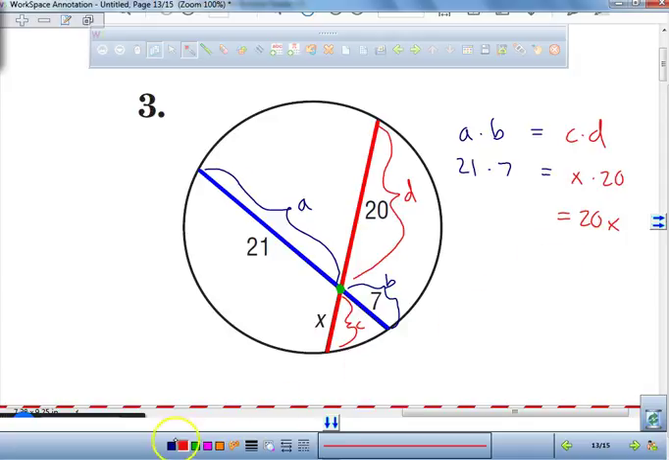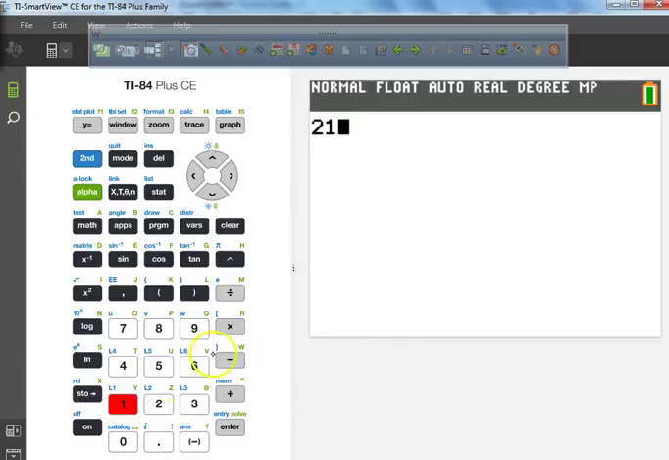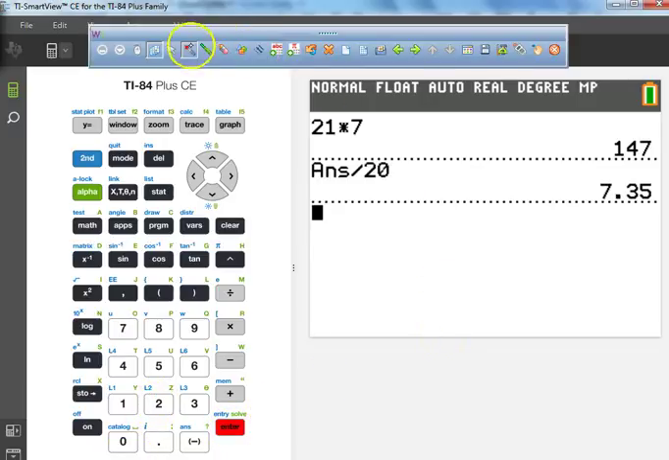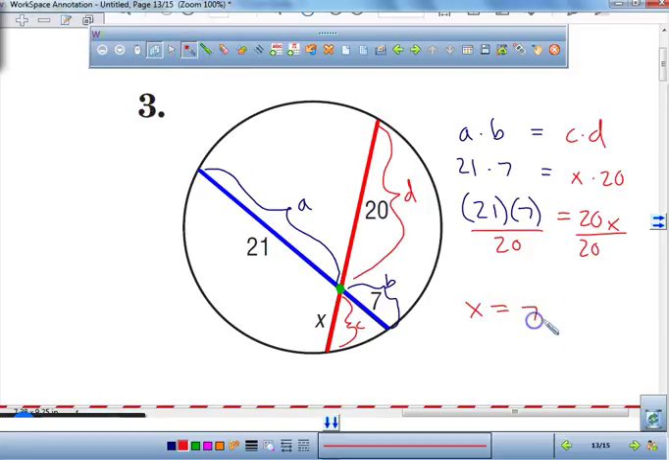So you get 20x equals the product of 21 times 7. To solve for x, all you have to do is divide both sides by 20. That will be your answer. On your calculator, all you have to do is do 21 times 7 divided by 20. Your answer will be 7.35 units.